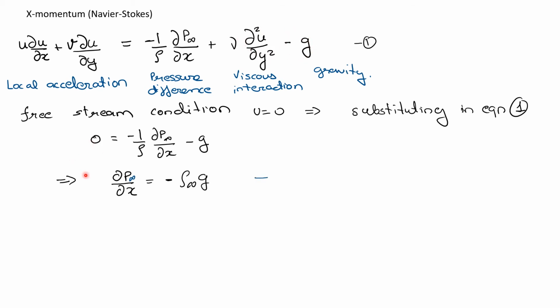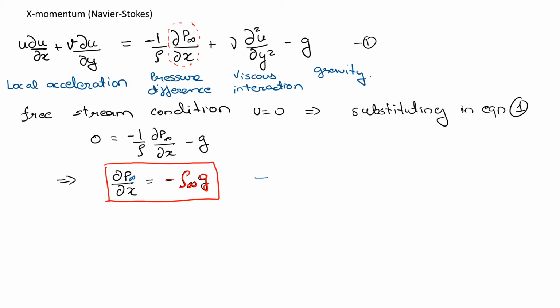So eventually, this is what you'll get. You'll get 0 equals minus 1 by rho, that's the density of fluid, times the pressure variation with respect to x, minus gravity, and we can write this as del p infinity by del x equals minus rho infinity times g. Okay, so now let's take this definition of del p by del x and substitute it right here.